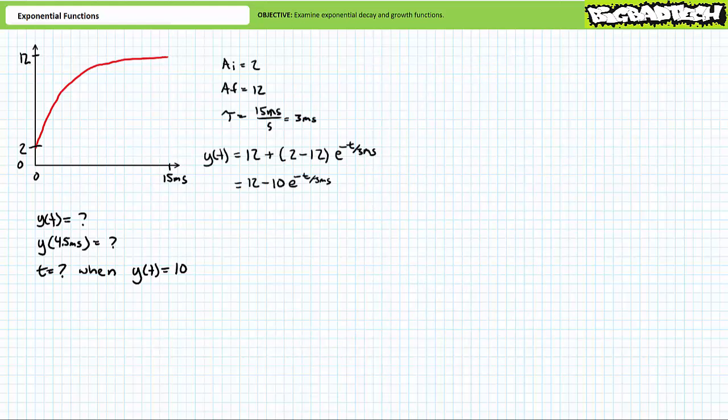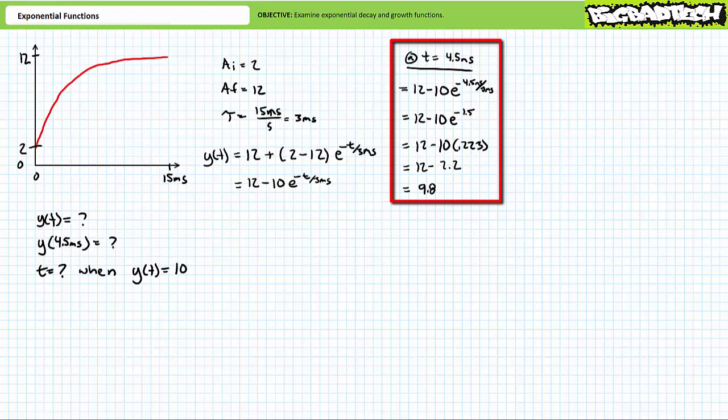For our first illustrated example, it looks like it has an initial value of 2 and a final value of 12, meaning it crosses a differential of 10 in 15 milliseconds. This time span represents 5 full time constants. 15 milliseconds divided by 5 is 3 milliseconds, meaning this function has a time constant of 3 milliseconds. The growth function formula would look something like this. y of t equals 12 minus 10 times e to the negative t over 3 milliseconds.